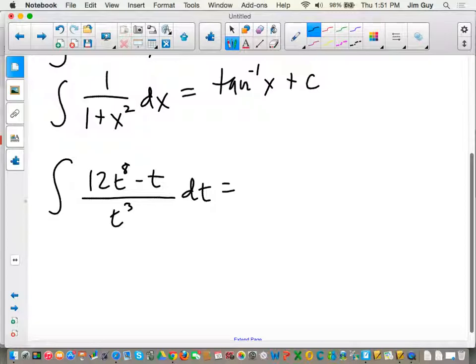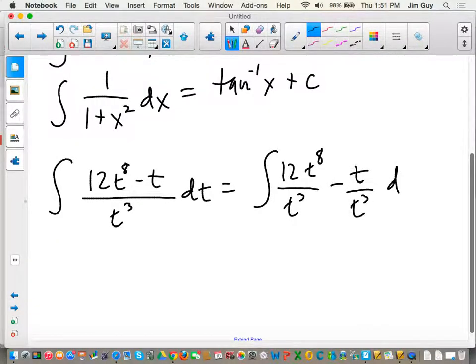What you want to do is simplify it first. If you just have a t cubed underneath here, that means each of these quantities needs to be divided by t to the third. So I would write it as 12t to the 8th over t cubed minus t over t cubed dt. Which would be, and I haven't taken the integral yet, of course, 12t to the 5th minus t to the negative second. When you're doing antiderivatives, it's best to just have exponents, including negative exponents, because you're going to add 1 to the exponent and divide by the new exponent.